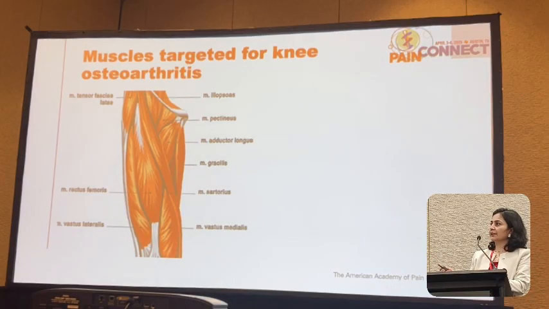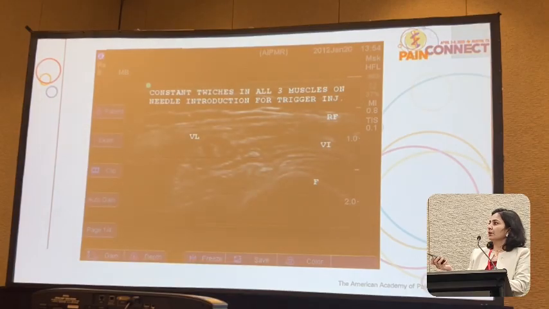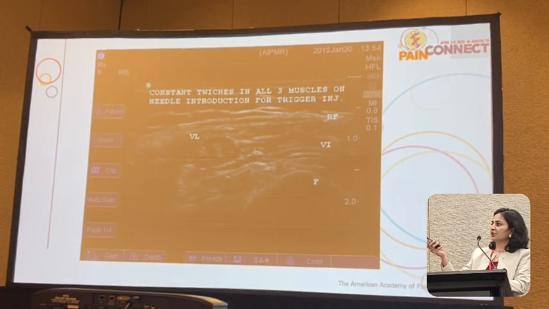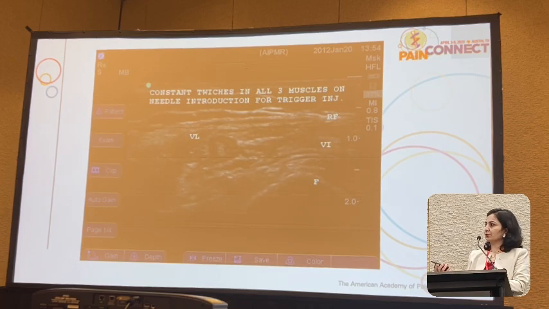So for knee osteoarthritis, we target the muscles quadriceps femoris, sartorius, and adductors. Posteriorly, we target hamstrings and gastrocnemius. So you can see the constant twitching of the muscles whenever we are trying to put the needle in the quadriceps femoris for giving trigger point injections. So all these pains are visible on ultrasound.